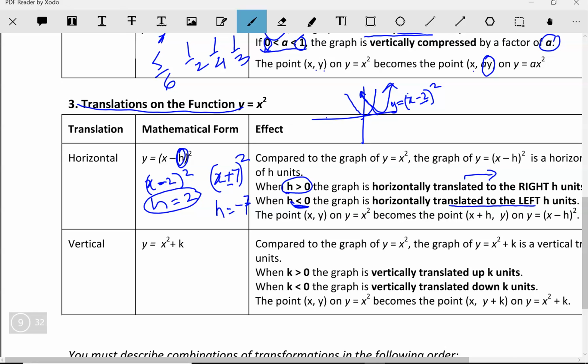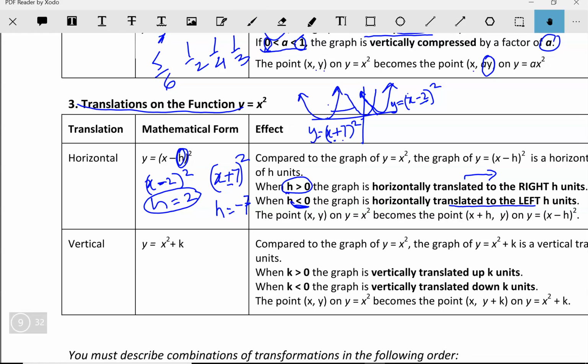So our graph will be somewhere over here. Y equals x plus 7 squared. So when I have an x plus 7, I'm actually moving the graph to the left. It's kind of opposite than what you normally think, but not really, because if the h value is positive, you move it to the right. If the h value is negative, you move it to the left. It's just that if the h value is positive, inside the function it's going to look like x minus 2. If the h value is negative, inside the function it's going to look like x plus 7, which is the confusing part here.